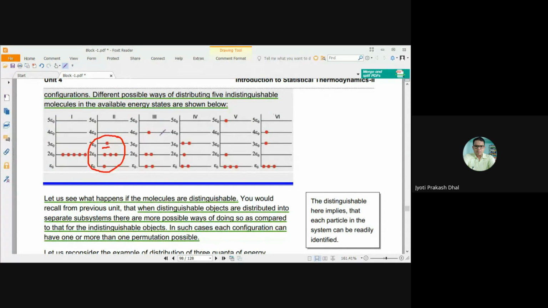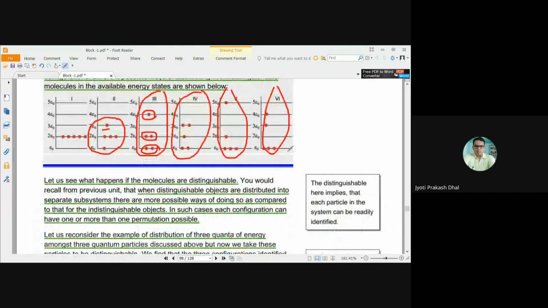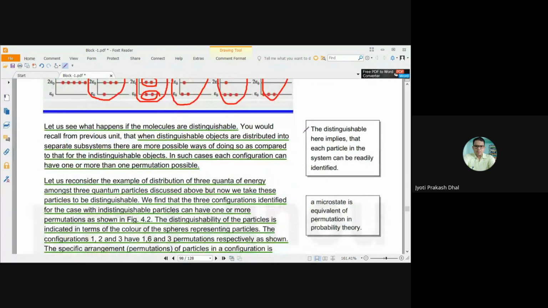Similarly, for the third possibility, 2 molecules will be present at epsilon 0 energy level, another 2 molecules will be present at 2 epsilon 0 energy level, and the last molecule will be present at 4 epsilon 0 energy level. You can see in the third possibility, the total energy will also become 10 epsilon 0. And this is the fourth possibility, and this is the fifth, and this is the sixth. So these are the 6 different ways of arranging the molecules in different energy levels, so that the total energy of the system will become 10 epsilon 0.